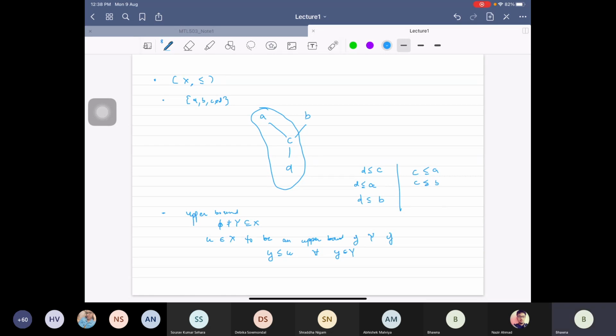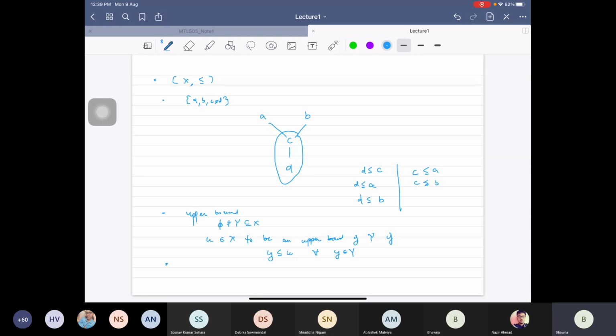Fine. So if you see in this particular example, if I take this Y, then both A and B dominate this particular Y. So both A and B are upper bounds for Y.